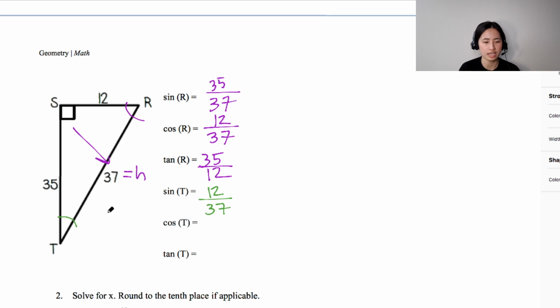So cosine t, adjacent side is 35, hypotenuse is going to be 37. Then you have tangent t, which is opposite, so that's 12, over adjacent, 35. Okay, great. So we're done.